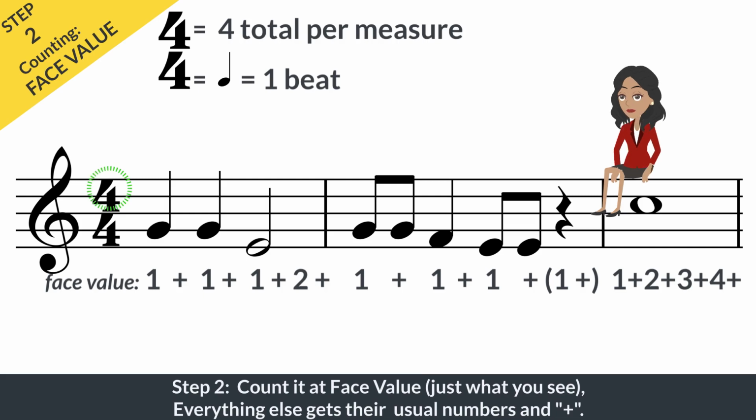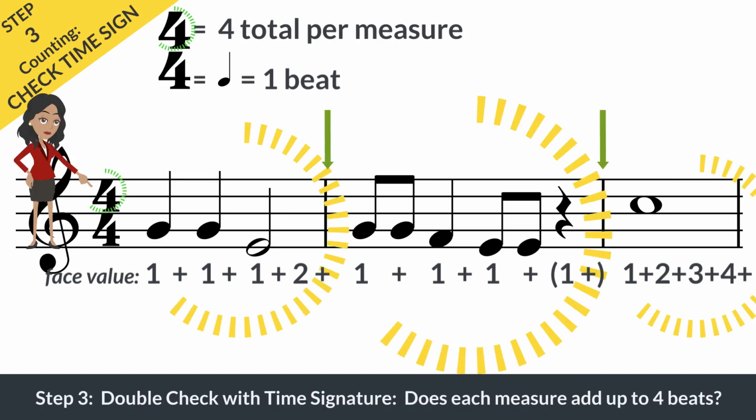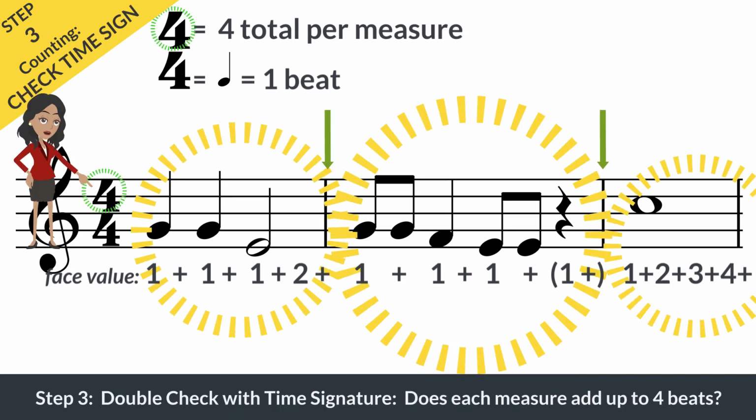Step 2. Count it at face value, just what you see. Everything else gets its usual numbers and ands. Step 3. Double check with the time signature. Does each measure add up to 4 beats?